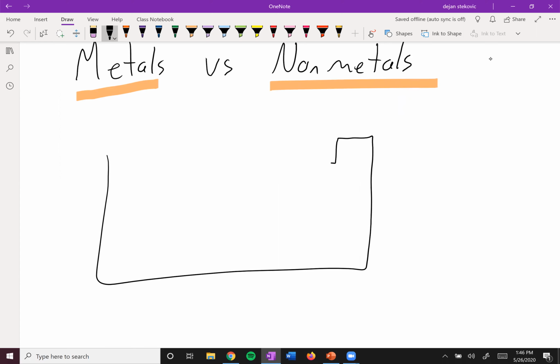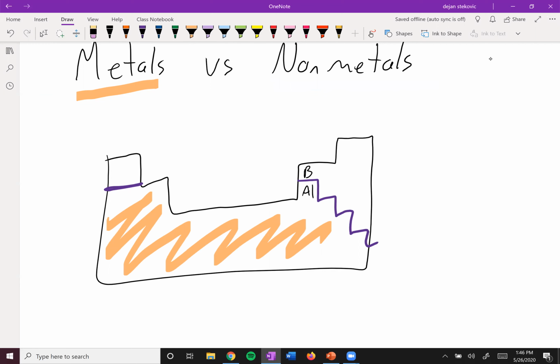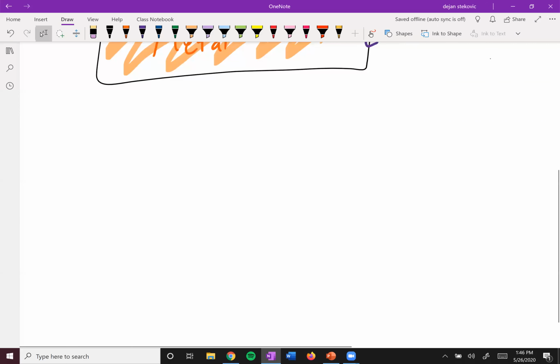So if we draw our little periodic table here, you'll see there's a staircase. It cuts off hydrogen and then comes over here and then just kind of staircases down. So boron's up here, aluminum's down here, and then everything down below here is a metal. Everything above is a non-metal. So be able to identify whether something is a metal or a non-metal.